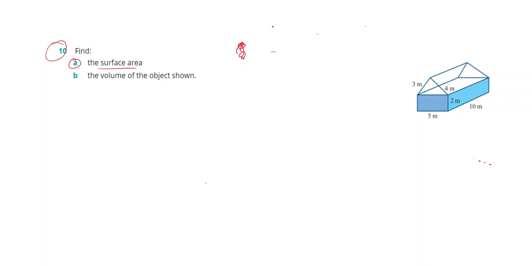So we know that, if you look at your formula sheet, the surface area of a rectangular prism is given by 2 times length times width, length times height, width times height. Okay, so we know the length is 10, the width is 5, the height is 2. So we go 2 times length times width, 5 times 10, plus length times height, 10 times 2, plus width times height, so 5 times 2.